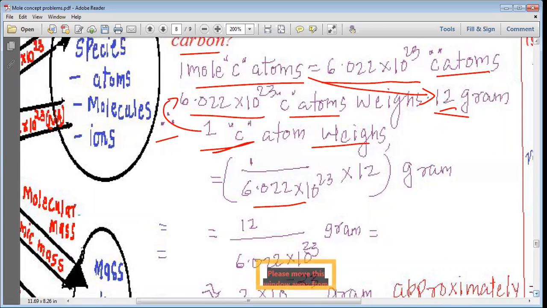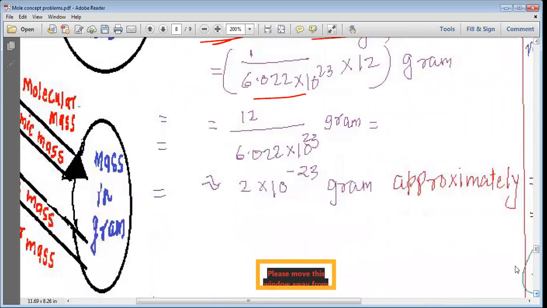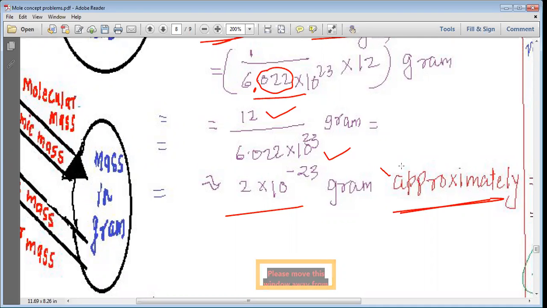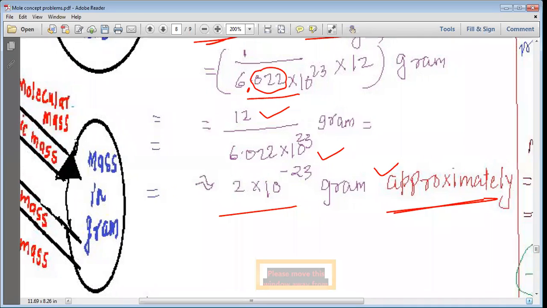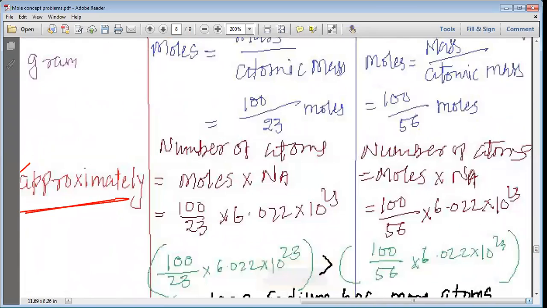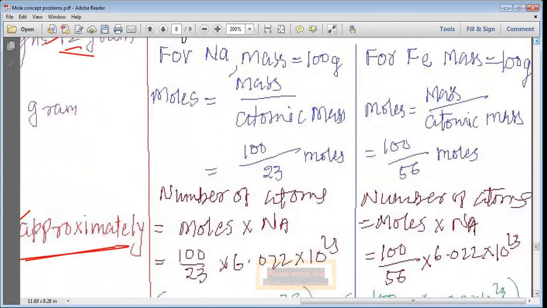And that is what we get as the answer: 12 divided by 6.022 into 10 to the power 23, which is approximately 2 into 10 to the power minus 23 gram. Please remember that we have avoided the 0.022 for the simplification of the calculation, and that is why the answer we get is an approximate answer. But it is easy for you to calculate the various problems this way.